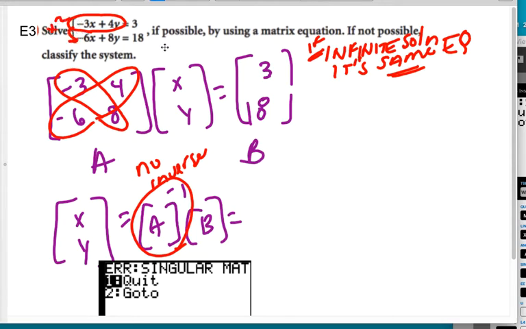So you double them. If this were a 6, then I would tell you, oh, this is the same equation, right? Because if you double the negative 3x, you get negative 6. If you double the 4y, you get 8y. If you double the 3, you get 6. So if this were a 6, then they would be the same equation.